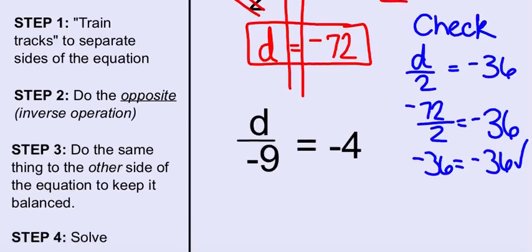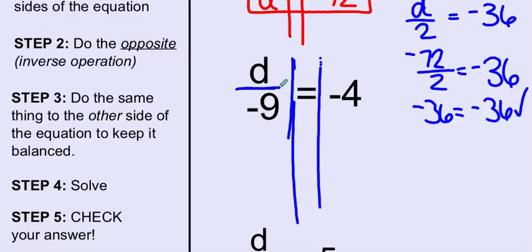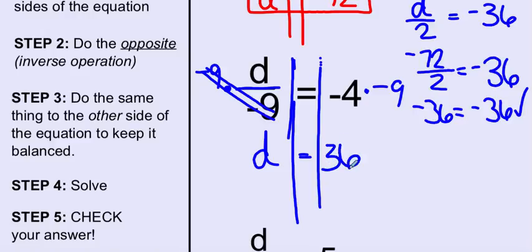The next one: D divided by a negative 9 equals negative 4. Same thing here, step after step. What's bothering the D? A negative 9. How is the negative 9 bothering it? By dividing, so the opposite is to multiply. So I'm going to multiply both sides by a negative 9. Negative 9's cancel, leaving me with D. Negative times a negative is a positive. 4 times 9 is 36. My answer for this is 36.